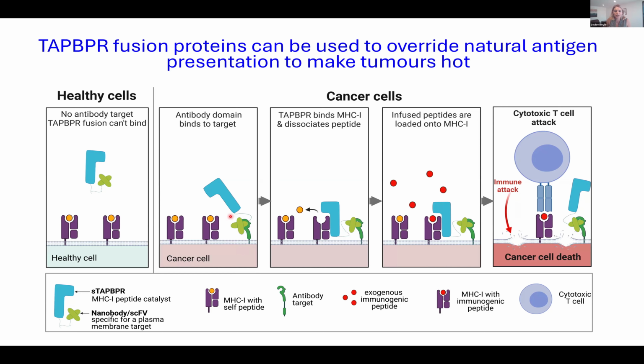This then releases the TAPBPR fragment. It can bind to MHC class 1 on the plasma membrane of tumours and cause peptide dissociation. And this leaves the class 1 in a peptide receptive state. And then when we incubate with our fluorescent peptides or peptides that the T cells can see, we can then get loading of the antigenic peptides onto the MHC class 1, which subsequently means that the tumour cells can be recognised by cytotoxic T cells, causing cancer cell death.